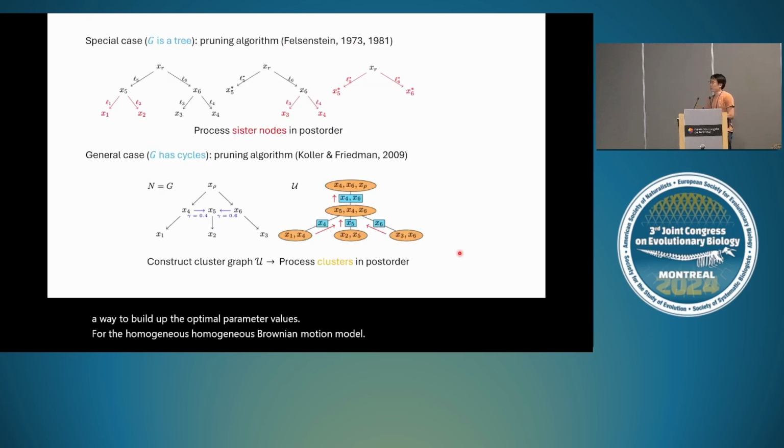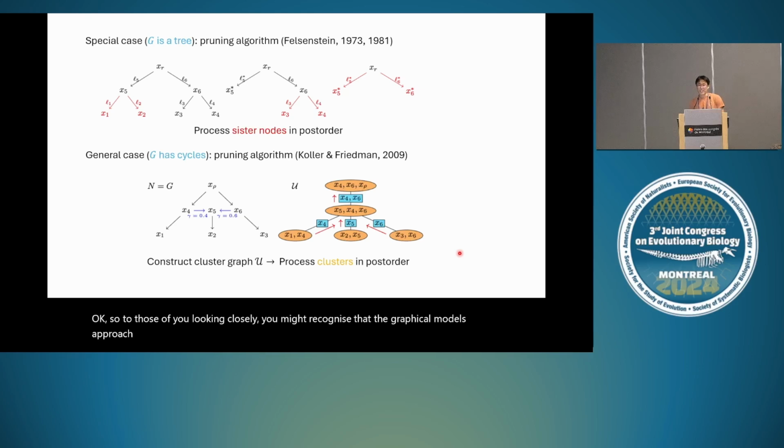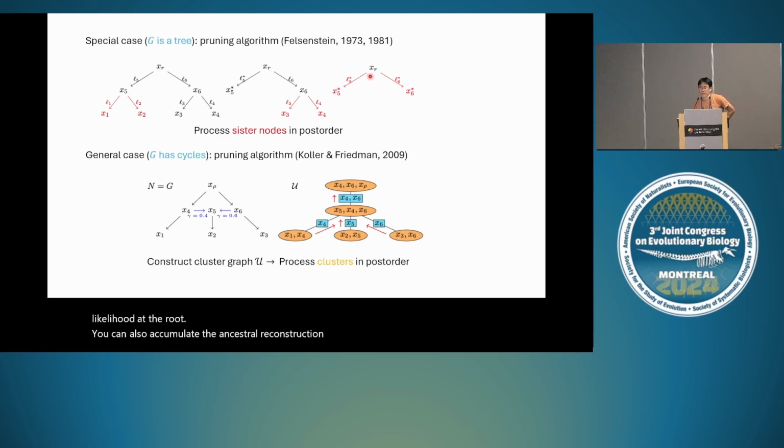Okay, so to those of you looking closely, you might recognize that the graphical models approach is not entirely new to the evolution community. In fact, the well-known pruning algorithm is a special case when your graphical model, this graph of dependencies, is a tree, and what you do is you process sister nodes up the tree and accumulate the likelihood at the root. You can also accumulate the ancestral reconstruction of the root node at the same time.